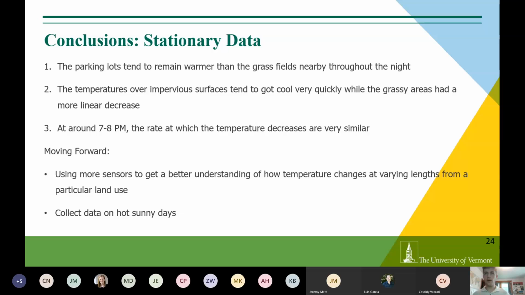So our conclusions based on that are that the parking lots tend to remain warmer than the grass fields nearby throughout the night. The temperature over impervious surfaces tends to cool very quickly, while the grassy areas had a more linear decrease. And around 7 to 8 p.m., the rate at which temperature decreased was very similar. And moving forward, I'd like to use more sensors to get a better understanding of how temperature changes at varying lengths from a particular land use, such as I did once at the Centennial parking lot with the Centennial tree sensor. And then I'd like to collect more data on hot, sunny days.